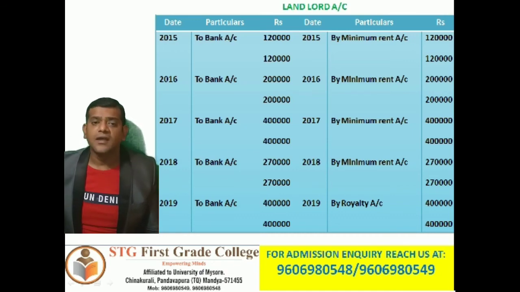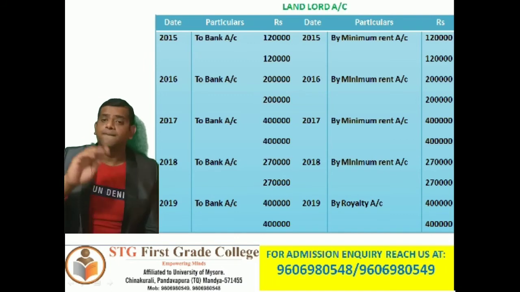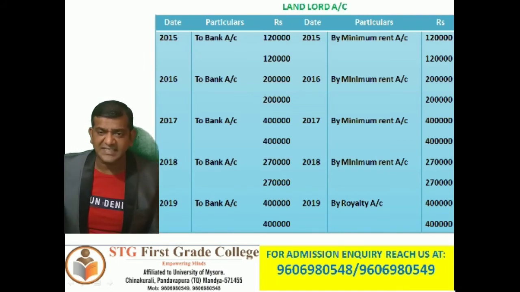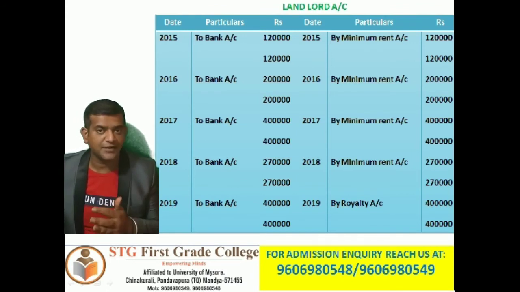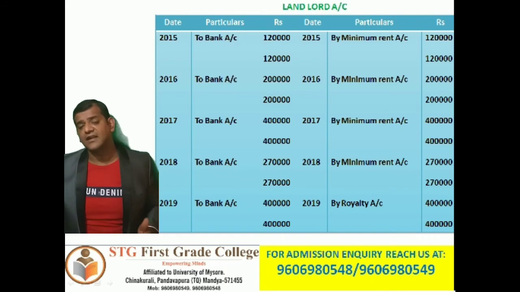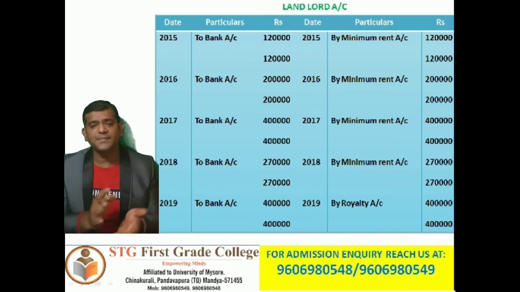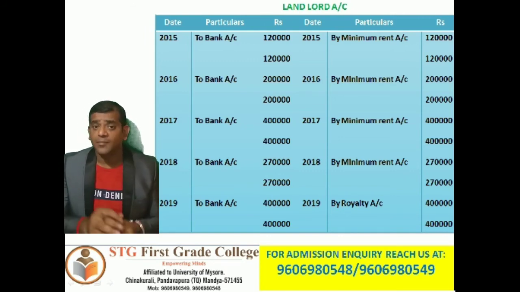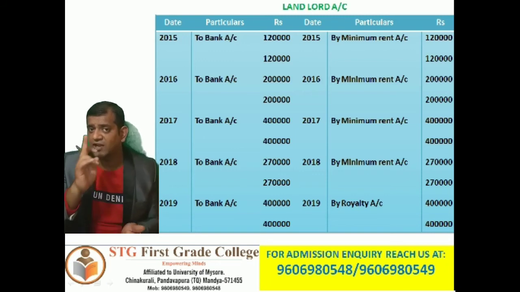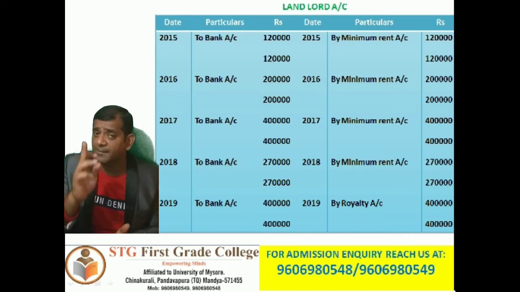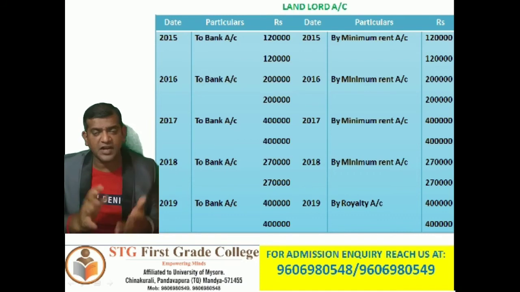Okay, so take down on the debit side 2015 to bank account 1,20,000. By minimum rent account on the credit side 1,20,000. Both the side total 1,20,000 and 1,20,000. Second year, that is 2016. To bank account 2 lakh rupees. By minimum rent account 2 lakh rupees. Both the side 2 lakh, 2 lakh. So you are clear, right? Where I have extracted the amount, I have taken the amount which is amount payable in the analytical table. So that column amount I am transferring here.